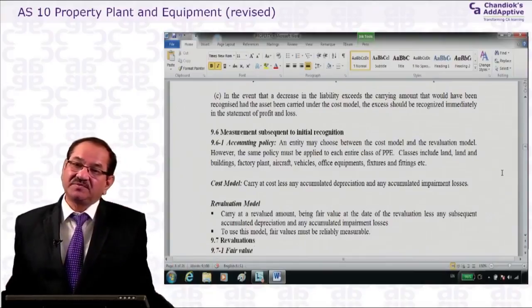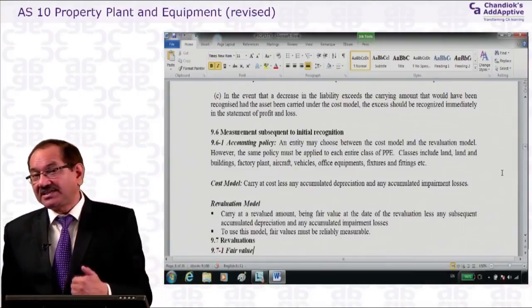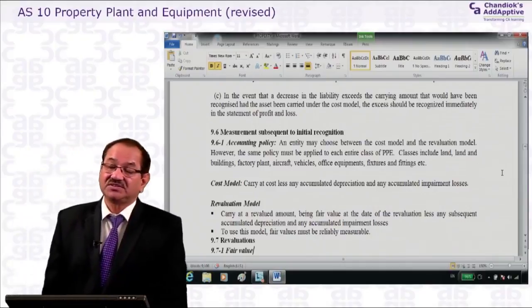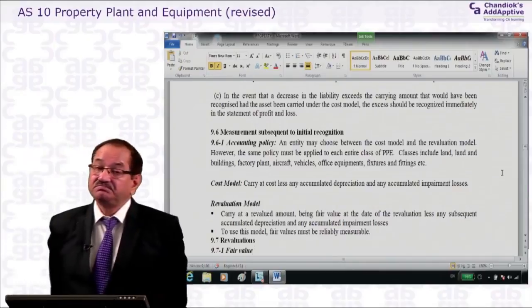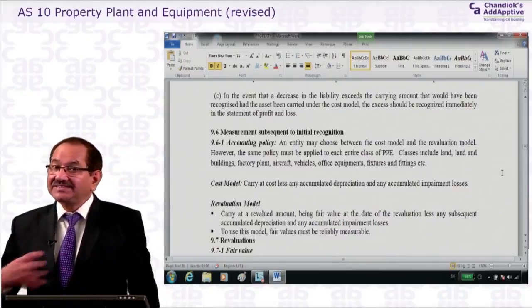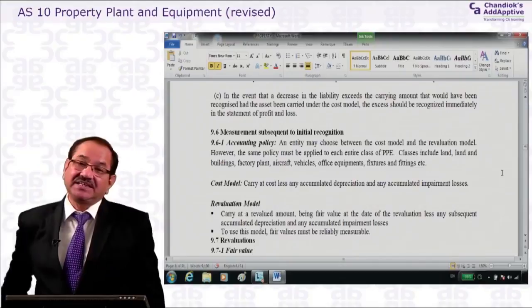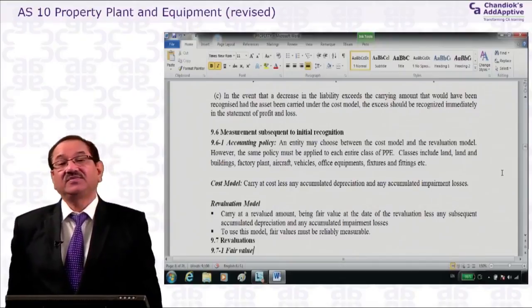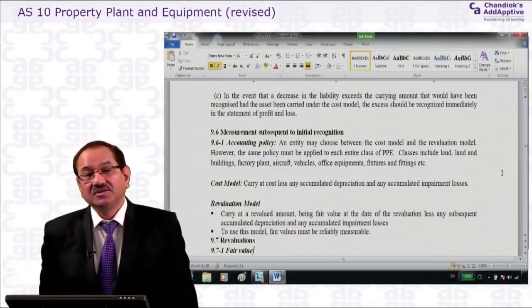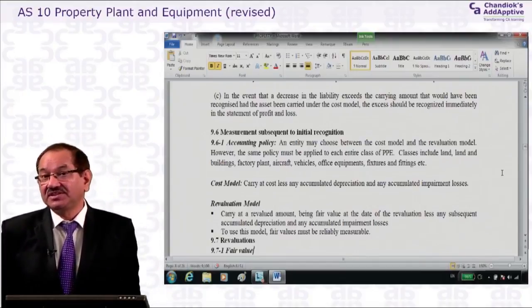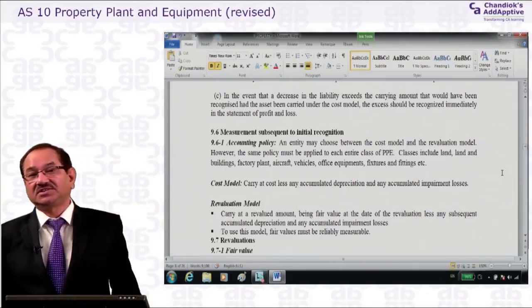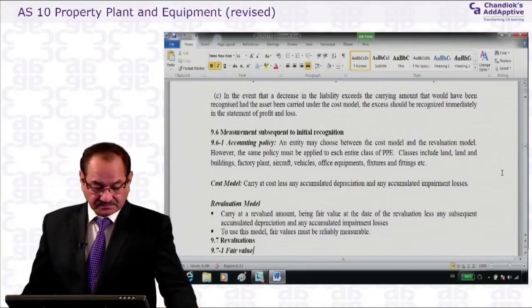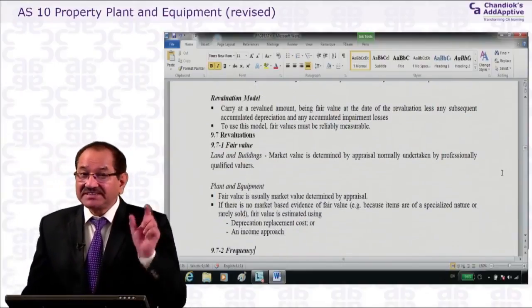If you have done 2 times revaluations, as per this standard there is guidance on the revaluations. You have to do the revaluations periodically. Whenever there is a material increase or decrease in the fair value of those assets, you have to revalue the assets continuously. It doesn't mean that once you have done it, you need not do it again. No, it's a continuous process. So that's the major change.